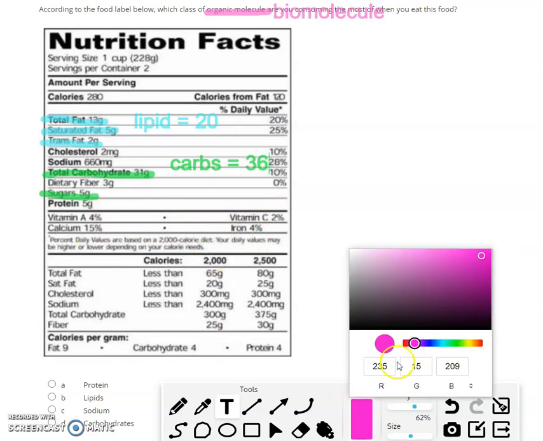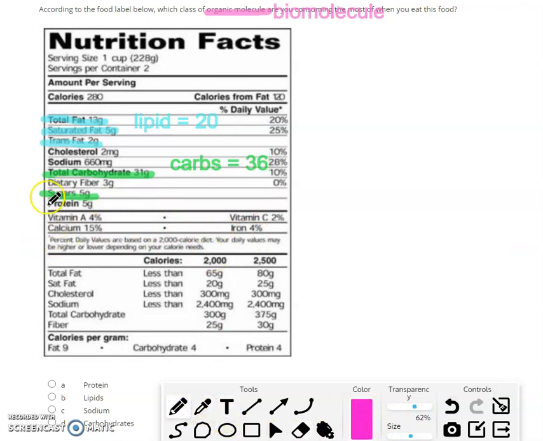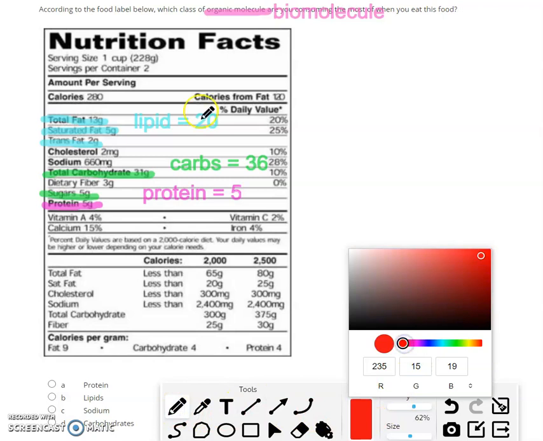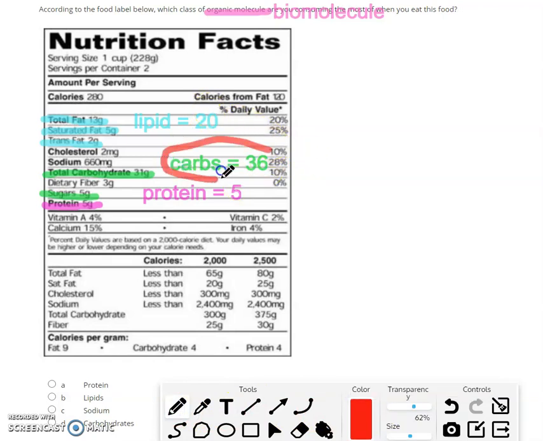We've got 31 and 5, so that makes 36 carbs. And then we keep on going, and we get to protein, and that's the only time that protein is listed. So protein, there are 5 of them. Remember the question was asking, which one do you get the most of when you are eating whatever food this is? So we've got 20, 36, and 5. So we have more carbs than anything else.